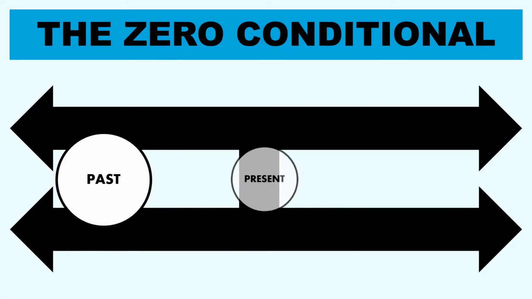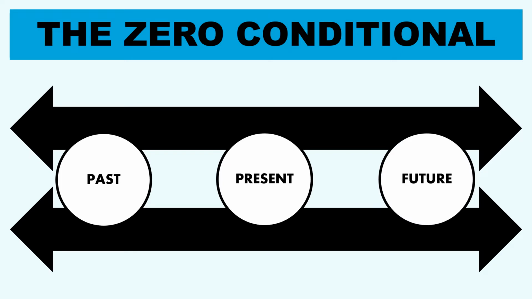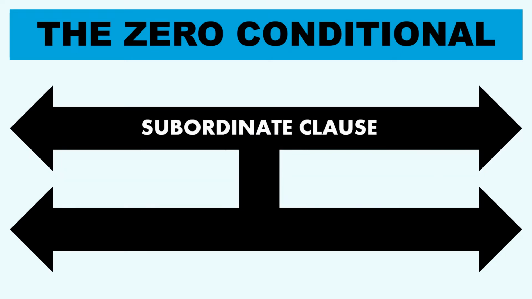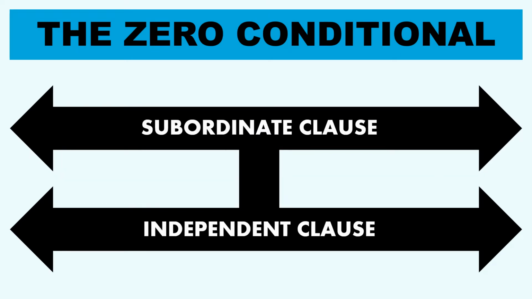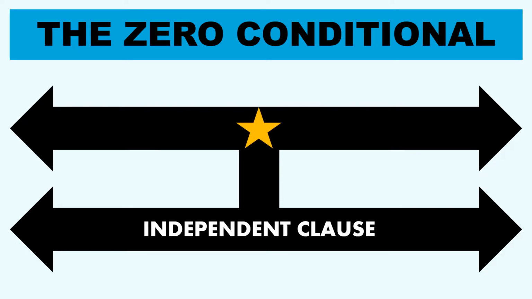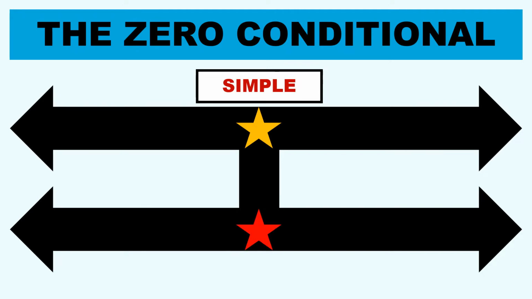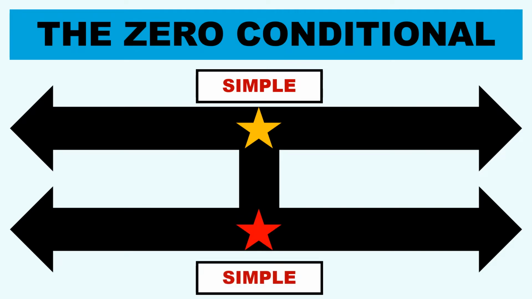What's that look like on our timeline? Well, we got the past, present, and future, and we have our subordinate clause and our independent clause. The subordinate clause has this condition, and that is placed in simple tense. The independent clause will also have the outcome of that condition in simple present. And the one causes the other.